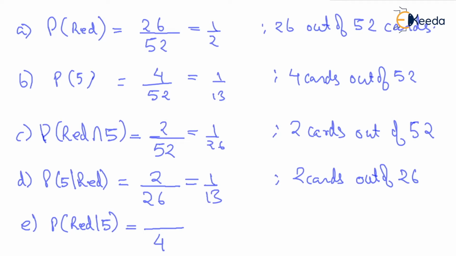1 5 will come from spade, 1 5 will come from club, 1 5 will come from the red one which is diamond, and 1 5 will come from the red one which is heart. So there are 2 such cards which are red, given that the cards are 5. So this is 1 by 2. So this is 2 cards out of 4.